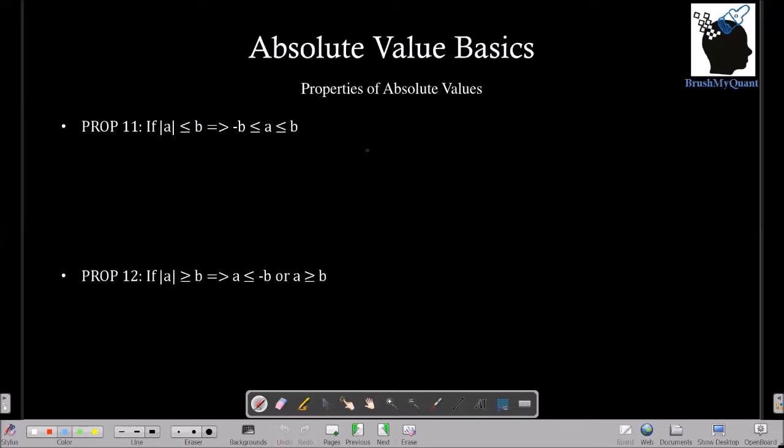Eleventh property: if |a| ≤ b, that means a lies between -b and +b. This is a very important property and it will be used in the next video to solve problems. Let's take an example. Let's say |3| ≤ 4. That means 3 lies between -4 and +4. The same goes for a negative number. Let's say |-2| ≤ 4. That means -2 lies between +4 and -4.